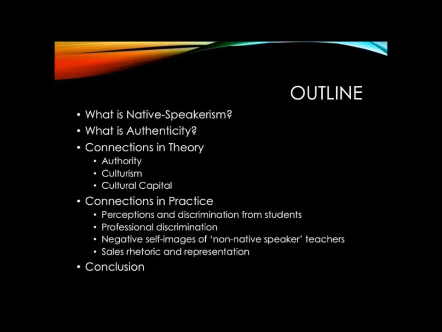So for the outline of this talk, we'll begin by defining native speakerism and discussing that concept a little. Then I think, Richard, you'll talk about authenticity. We'll then talk about connections in theory, so the theoretical framework that we put together in the paper, and then connections in practice, which is the practical effects of the connections between these two concepts. Yeah, how it manifests itself in practice.